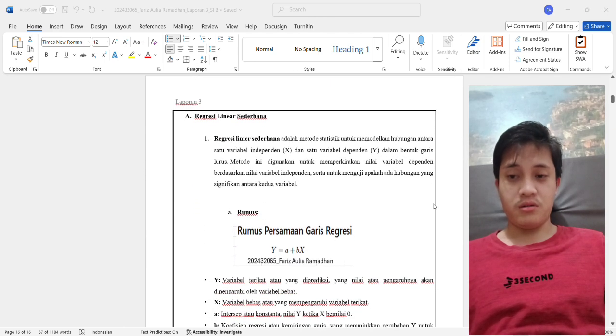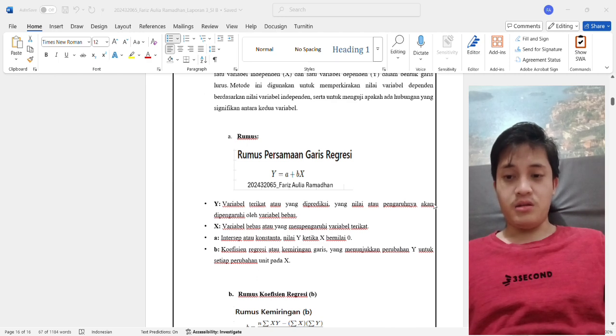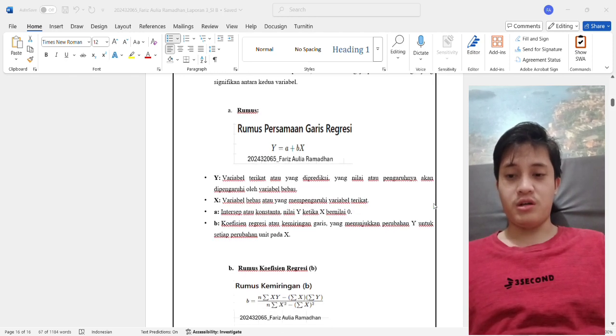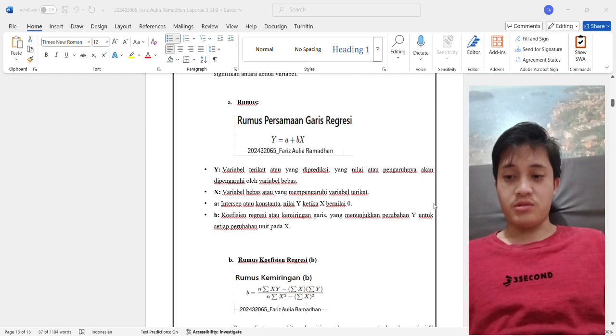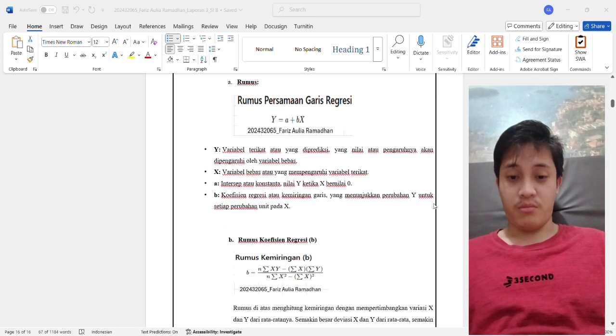A. Simple linear regression. Simple linear regression is a statistical method for modeling the relationship between one independent variable x and one dependent variable y in the form of a straight line. This method is used to estimate the value of the dependent variable based on the value of the independent variable, as well as to test whether there is a significant relationship between the two variables.